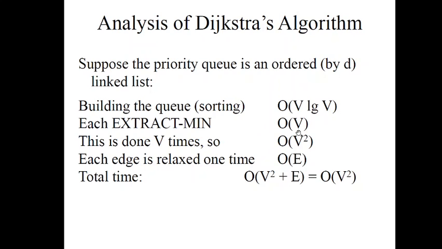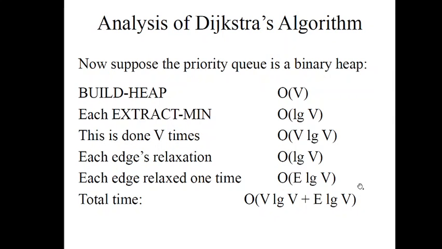And this is done V times. Therefore extract minimum is done V times, therefore V into V, V square. Each edge is relaxed one time, therefore relaxation is taking order of E. Therefore total time will be V square plus E, that is order of V square.